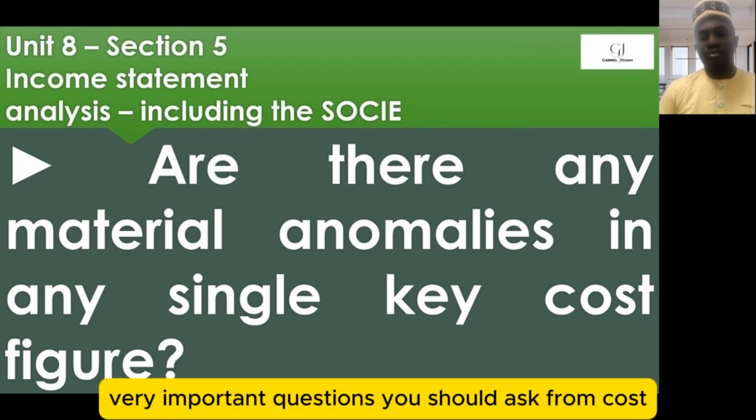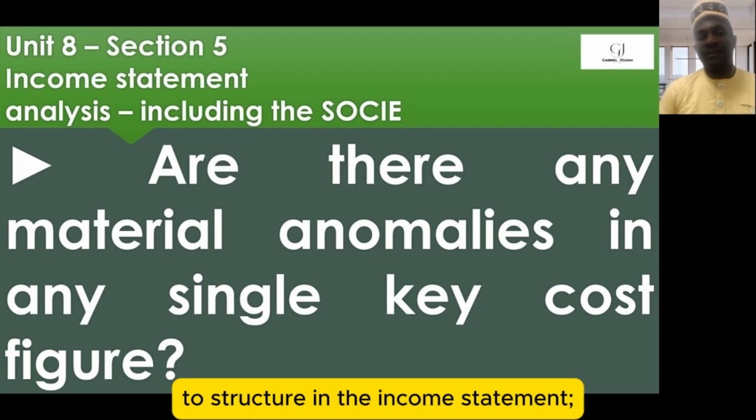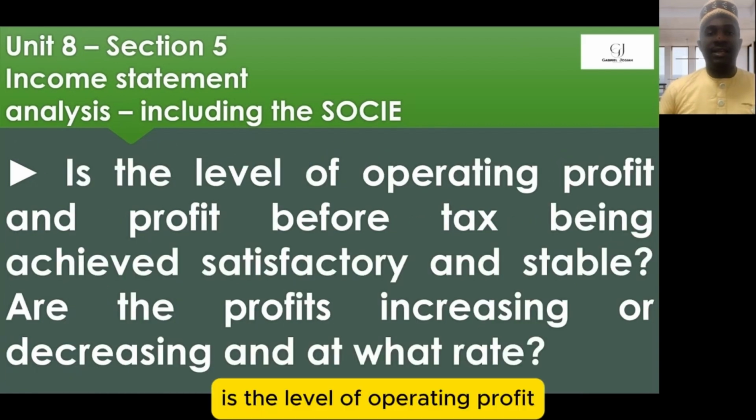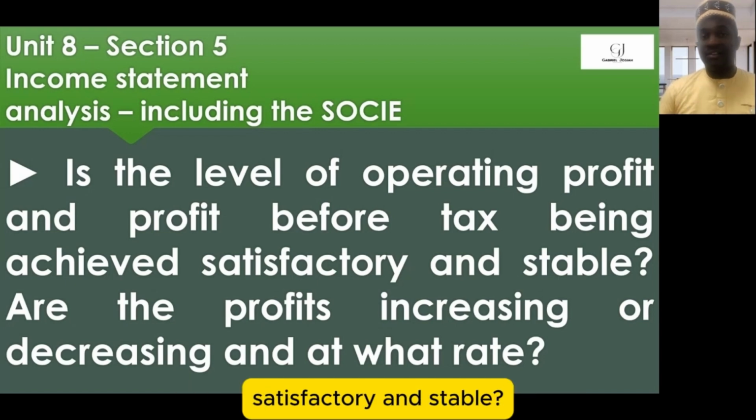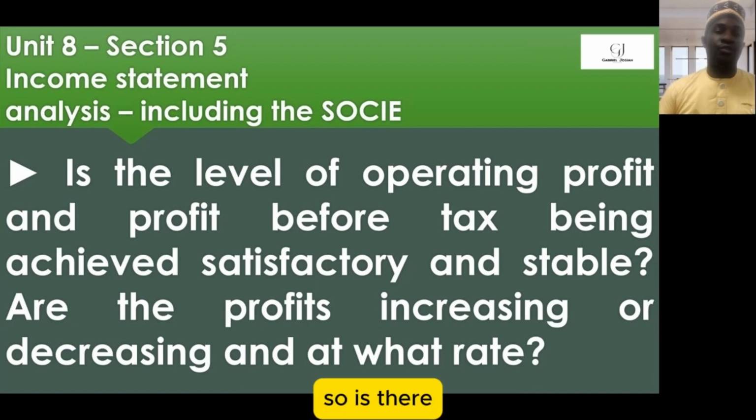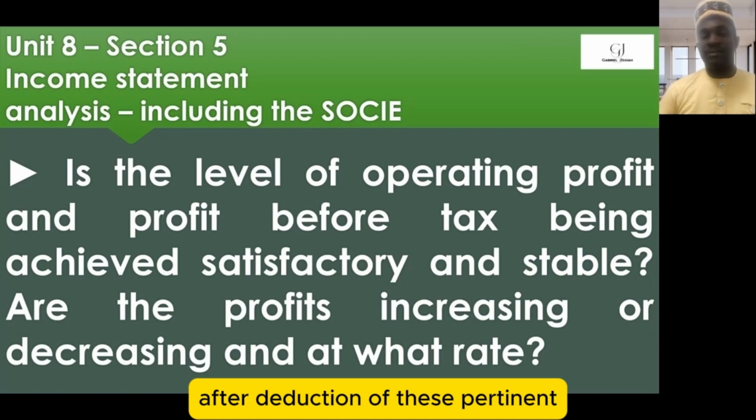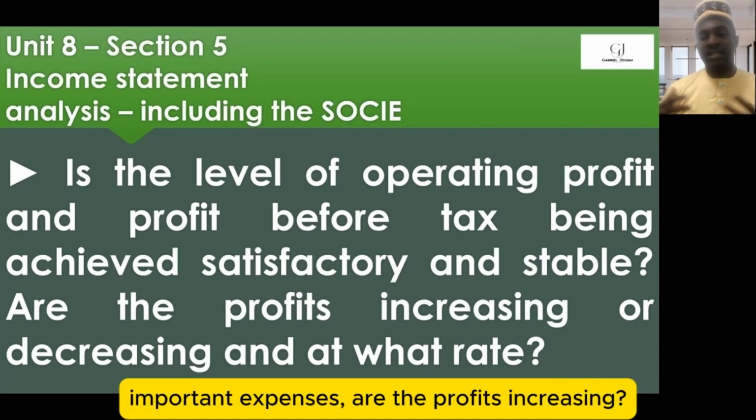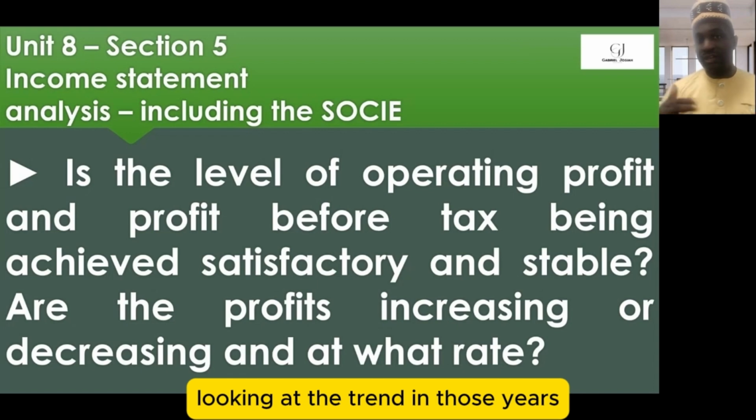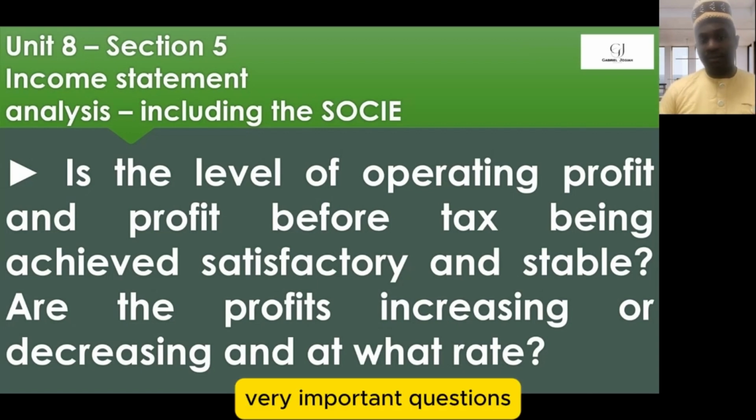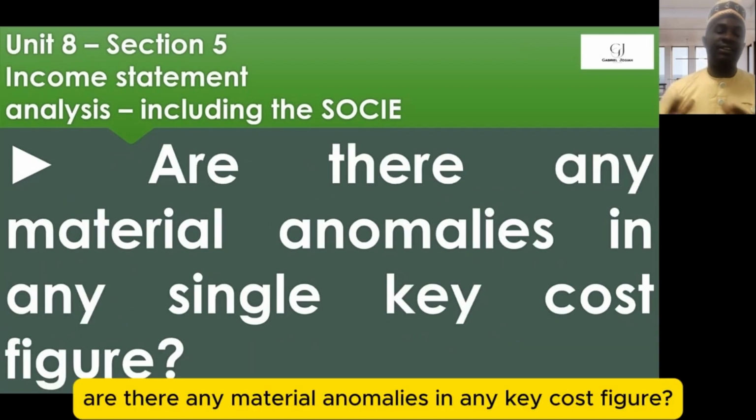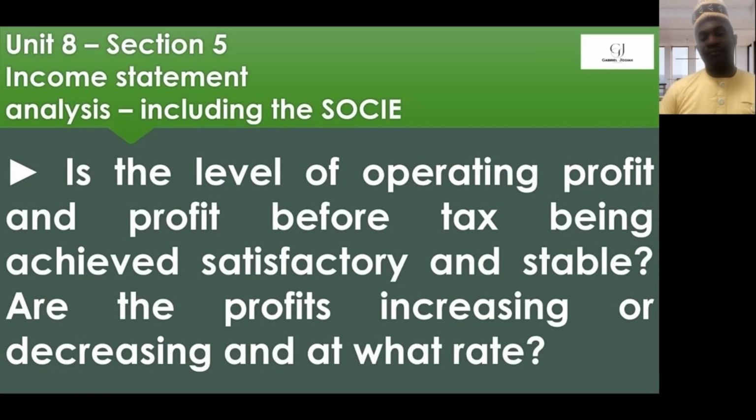Very important questions you should ask from the cost structure in the income statement. Is the level of operating profit and profit before tax being achieved satisfactory and stable? So it's the substantial profit being made after deduction of these pertinent important expenses. Are the profits increasing? Looking at the trend in those years. And at what rate? What percentage? Very important questions. Are there any material anomalies in any key cost figure?